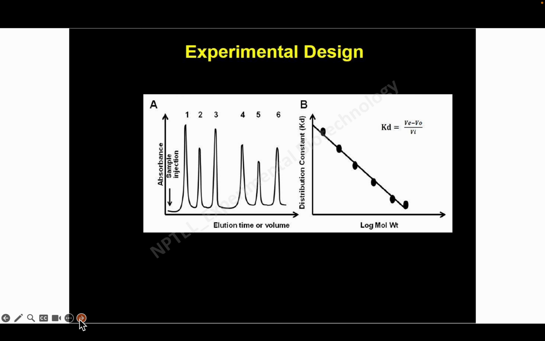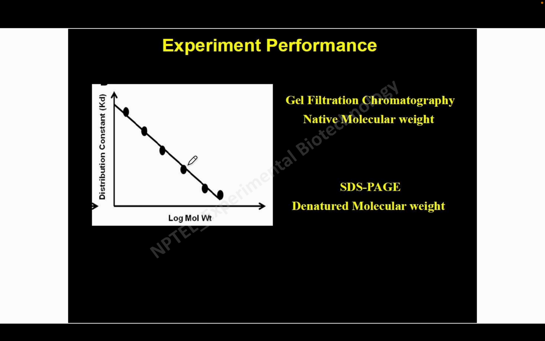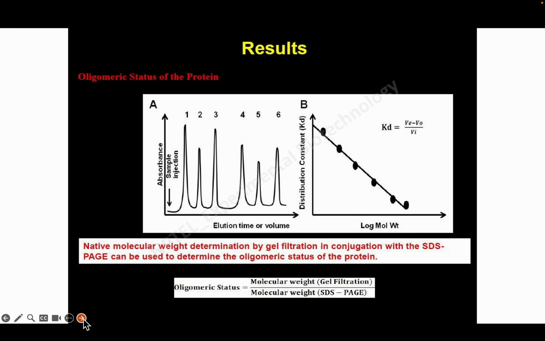This is the same curve you can get. Gel filtration chromatography, native molecular weight. You can do that, and you can compare with the denatured molecular weight also, to see what is coming when it's denatured and in monomer. So native molecular weight determination by gel filtration in conjunction with SDS-PAGE can be used to determine the oligomeric status of the protein. So oligomeric status equals the molecular weight you get in gel filtration divided by the molecular weight you get in SDS-PAGE.